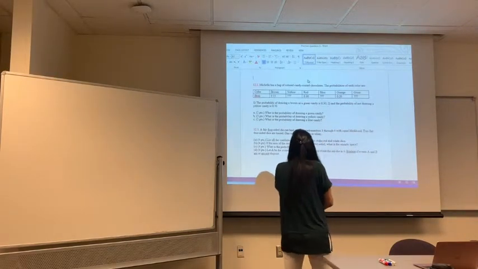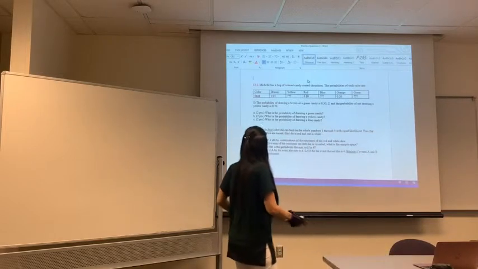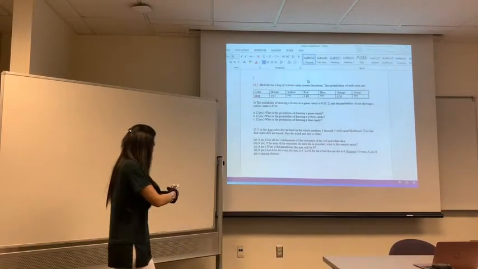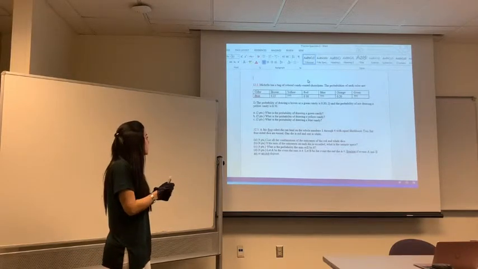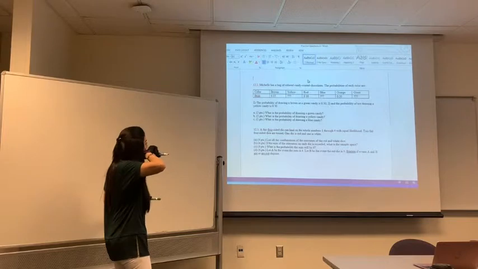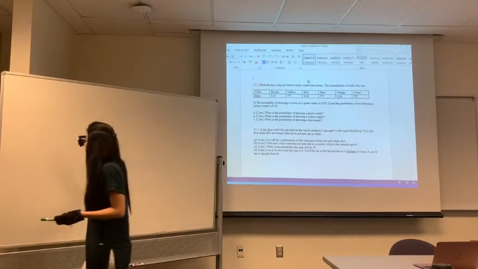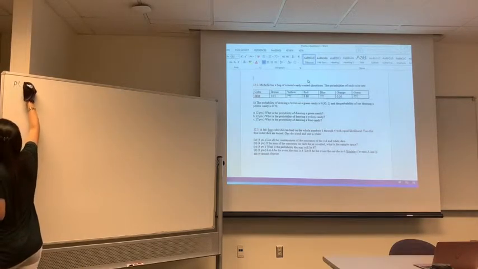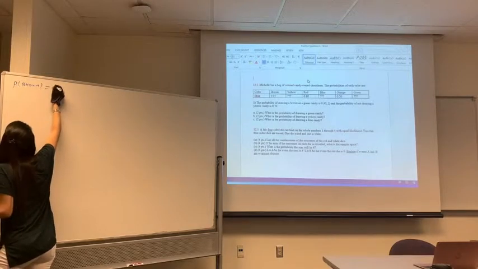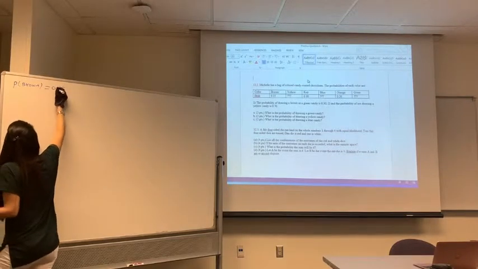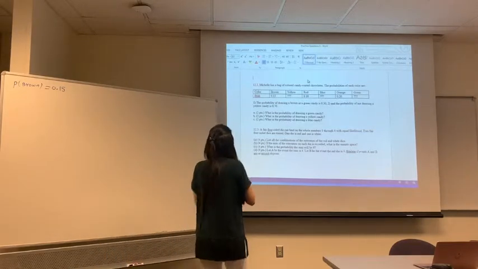So it says we have a bag of colored candy coated, and we have the probability of each. For each color we have a probability. Okay? So for the probability of observing a brown candy, we have this. It's almost 15% of the time.